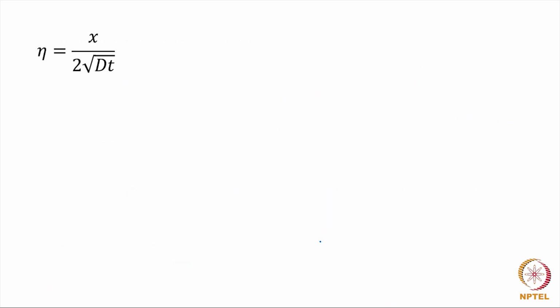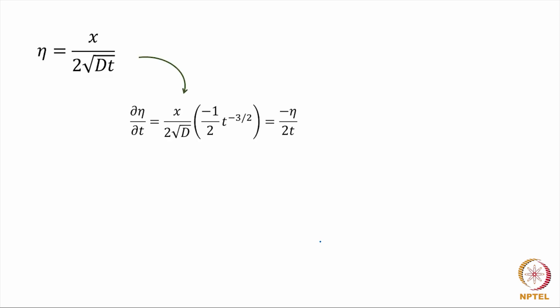So we write this eta, and then we want to actually convert the differential equation, which has the differentiation with respect to x and t, to differentiation with respect to eta. So we first write down what is ∂η/∂t, and that is basically differentiating only with time, so x remains constant there for this process.